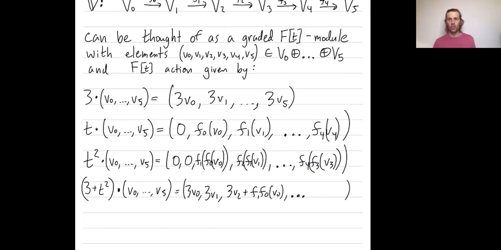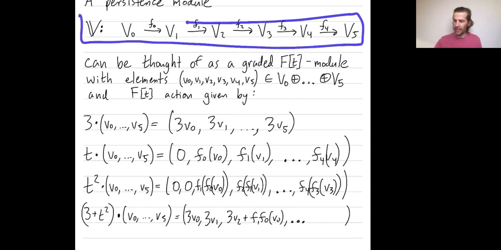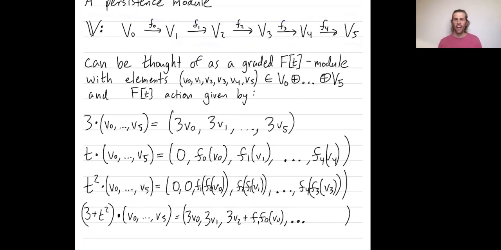So this paper proves that these 2 categories are equivalent: the category of persistence modules and the category of graded F adjoint T modules. I haven't talked about the grading too much here, but we have 6 different slots in our grading, given by these 6 different entries that any element is broken up into.